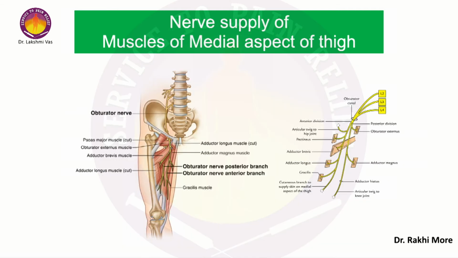So the nerve supply of all these muscles on the medial aspect is the obturator nerve, which is divisible into the anterior and the posterior branch, as madam has already said. Adductor brevis may be a hybrid muscle. It can be supplied by the anterior or the posterior division, and adductor longus is supplied by the anterior division, and the magnus is supplied by the posterior division.